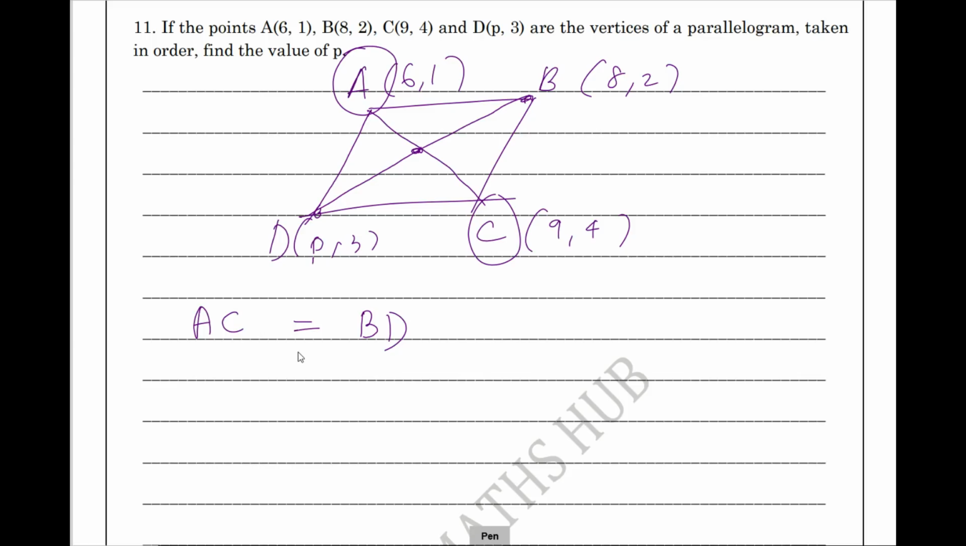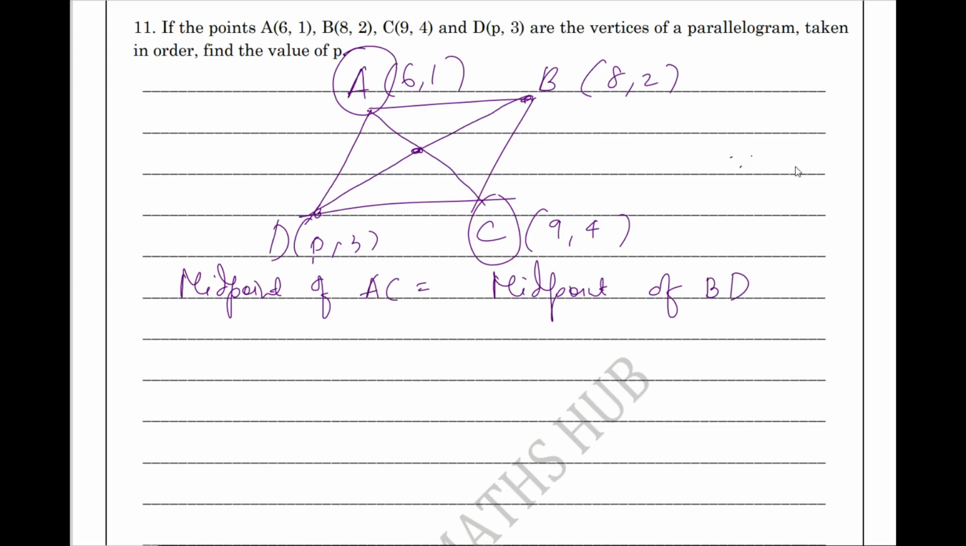Why is the midpoint of AC equal to the midpoint of BD? Because the diagonals of a parallelogram bisect each other. That means the midpoint of AC will be equal to the midpoint of BD. Let me solve. Midpoint of AC is equal to midpoint of BD. The reason is, the diagonals of a parallelogram bisect each other.